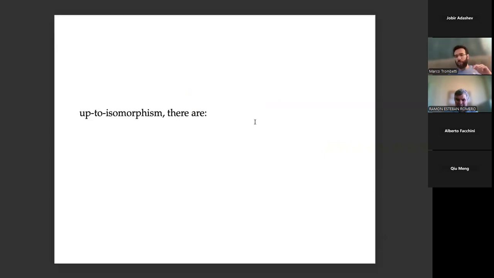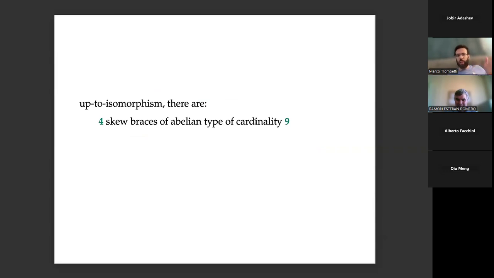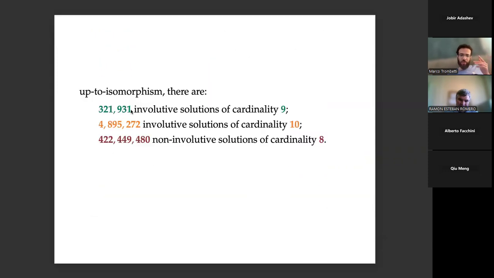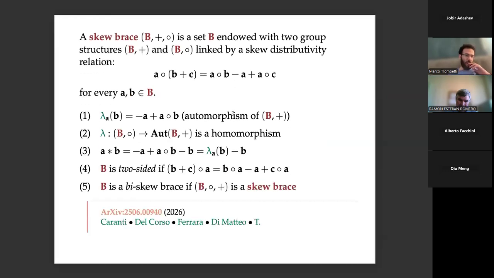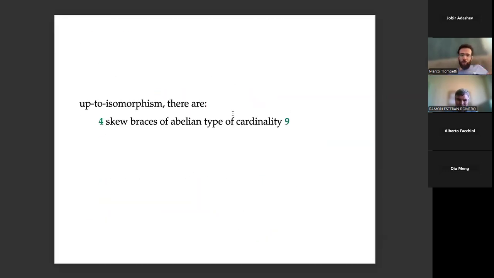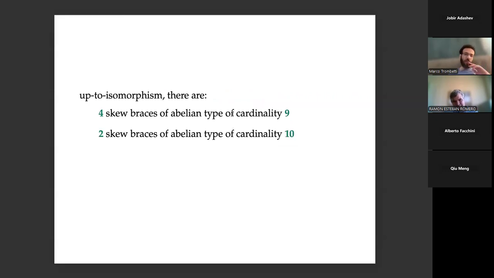Well, up to isomorphisms, there are four skew braces of abelian type of cardinality 9, and abelian type corresponds to involutive solutions. This is why I put cardinality 9 of abelian type here, because if you remember, we got that many solutions. I will just show you. For cardinality 9, you got 300,000 involutive solutions. So it's very nice now, because you just get 4 skew braces of cardinality 9, and then you get 2 skew braces of cardinality 10.